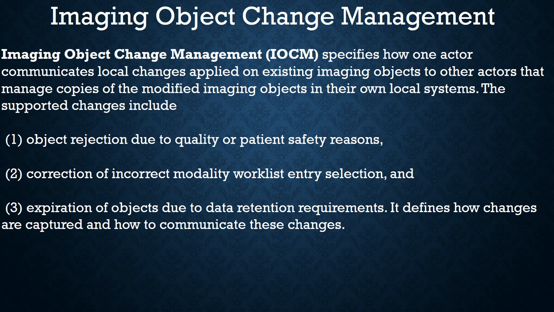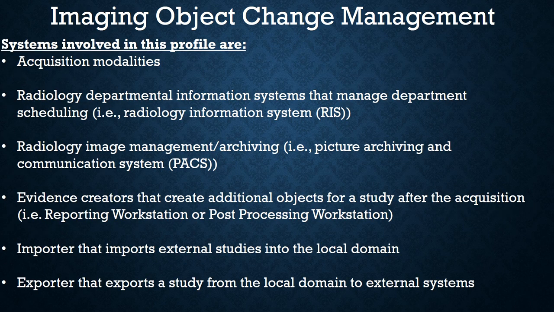You want the technologist, the next time that patient comes in for a follow-up study, to be able to see the arrow and note. You don't want just the radiologist workstation to only show the arrow and the note. You want everybody to see it. So that's what imaging object change management is about. It specifies how one actor communicates local changes made on one workstation by one person and applied to an existing imaging object so that all the other actors manage copies of the modified imaging object, so that they all copy that change forward. That's what IOCM is all about.